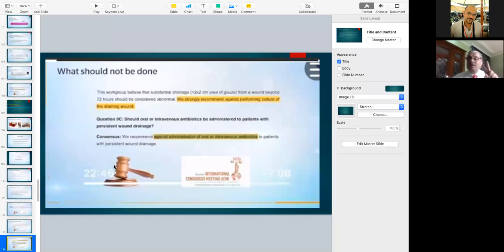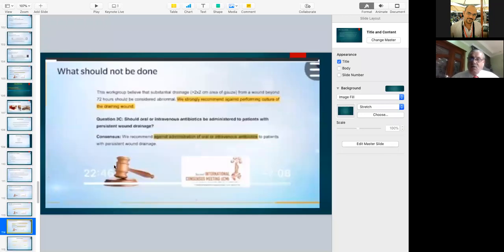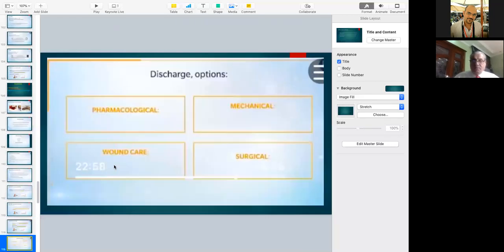the wound, two things must not be done. First, never take a swab from the wound. Second, never give antibiotics. This is recommended for the ICM. What you can do for them, there is a principle and steps to do. No antibiotic, no swab. When there is discharge within this period, what will you do?